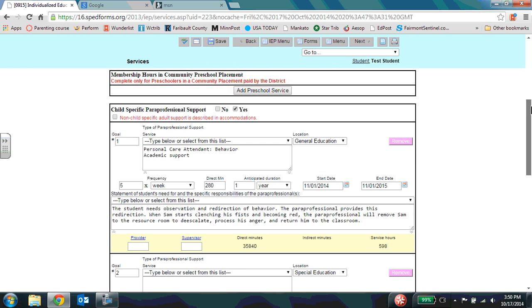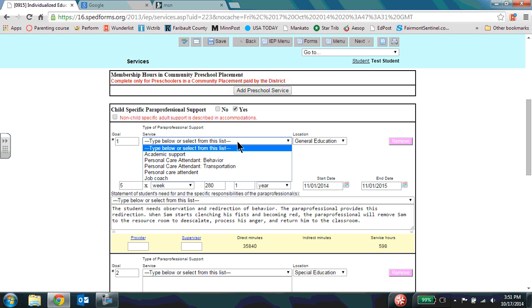Now, in this scenario, we're going to be talking about Sam. Sam has significant behaviors, has regularly become very aggressive towards his peers and staff, and needs to have a paraprofessional with him anytime he's in the general education classroom. So then you would select from the box what type of paraprofessional would be available. For Sam, we have selected that he has behavior.